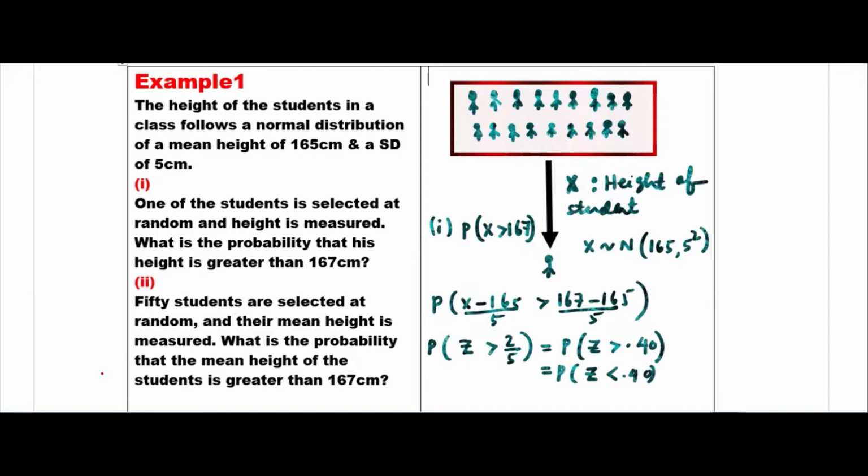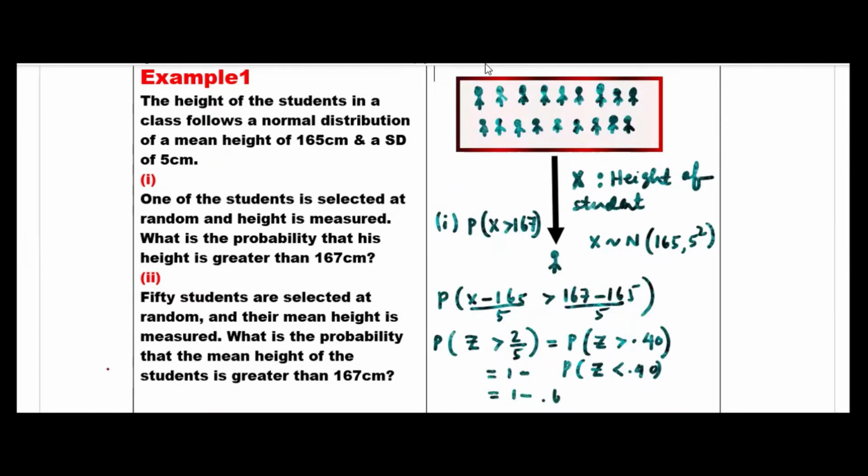1 minus probability Z is less than 0.40. 1 minus 0.65542. So that will be 0.34458, right? So this is the answer, 34%. There is a 34% chance, you can say around 35%, that the height will be greater than 167 centimeter. This is the probability. Because there will be many less than 167 centimeter, 164, 162, 165.